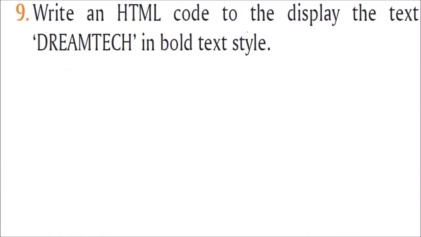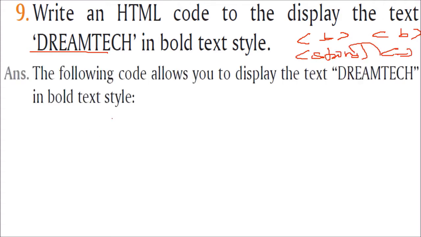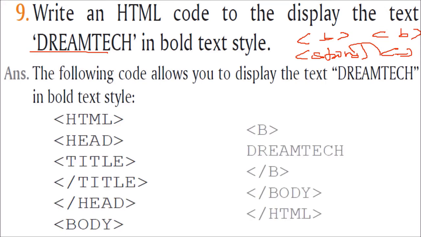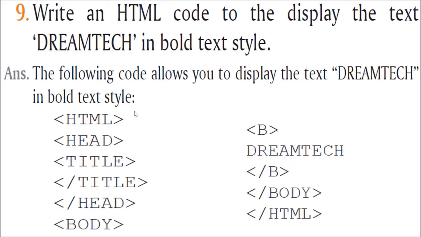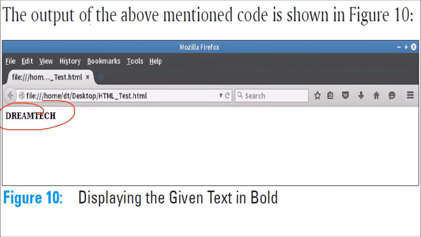Write an HTML code to display the text Dream Tech in bold text type. So you can use B. You can use strong also. Strong does the same thing. For that, you go inside and use B, and write the content inside. The content will be shown in bold. So this will be shown in bold.